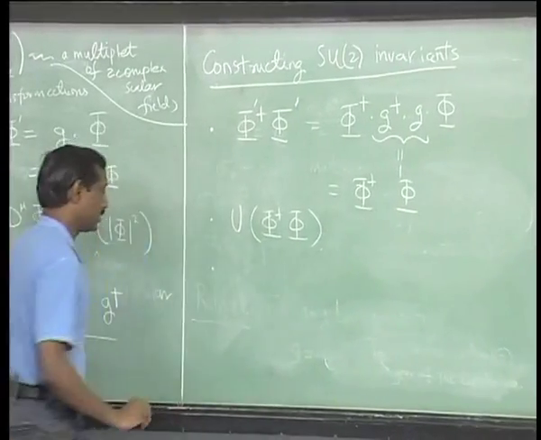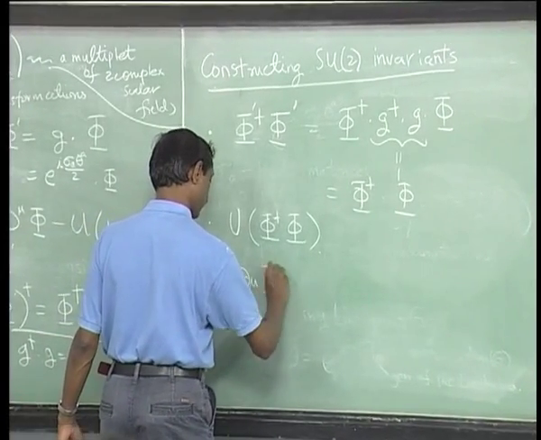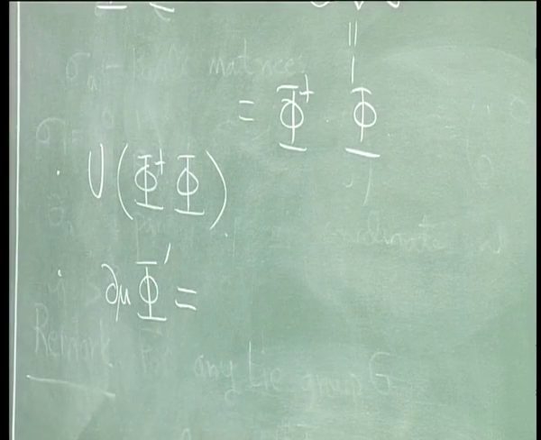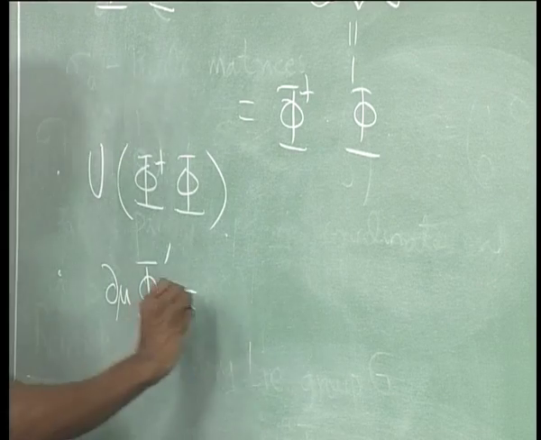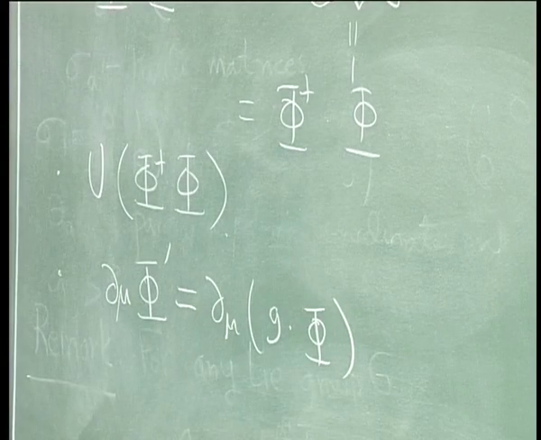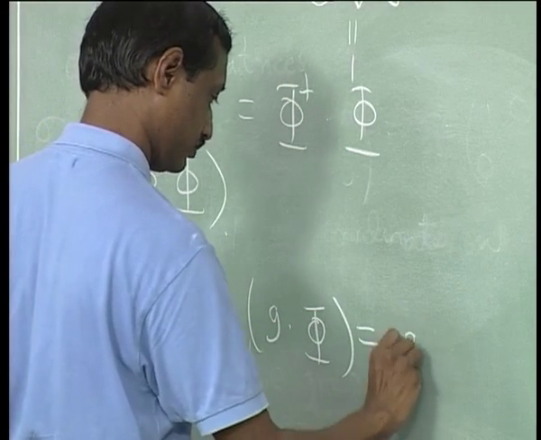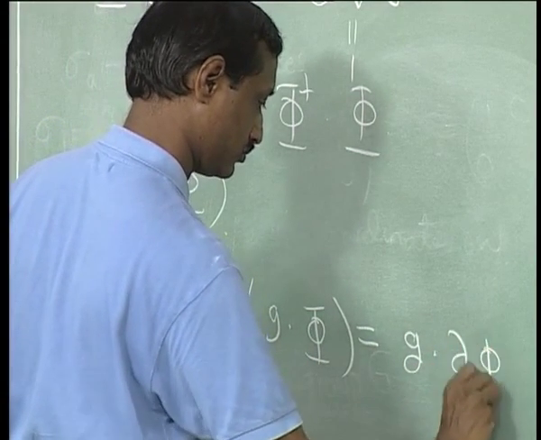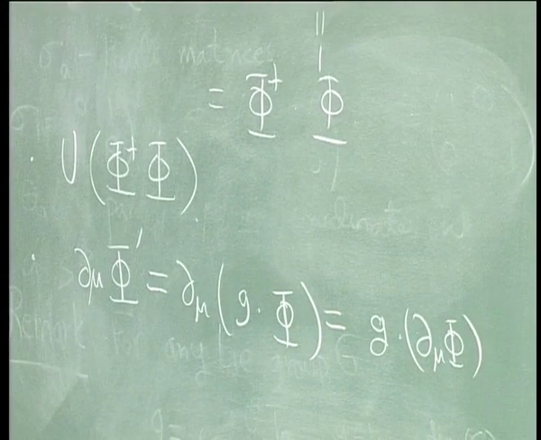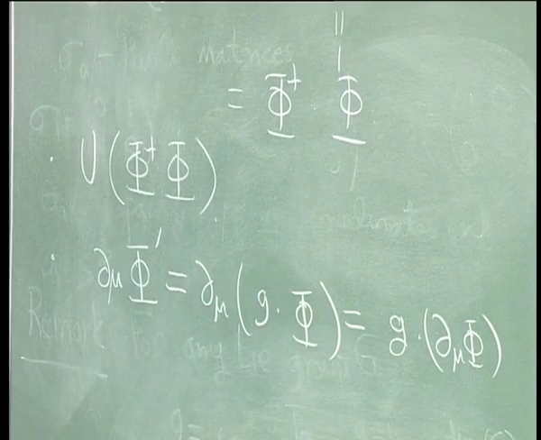What about now looking at derivatives, how does d mu of phi prime transform? D mu of phi prime, this is a global thing. So, this is equal to d mu of G dot, which does not act on anything else. So, what this tells you is that d mu of phi prime transforms exactly in the same representation as phi, exactly like phi.